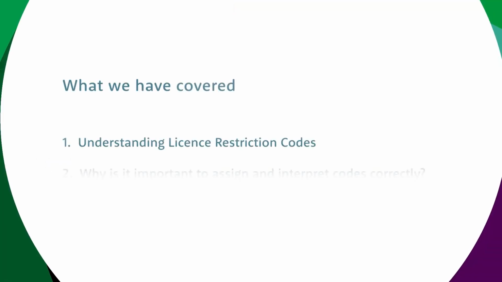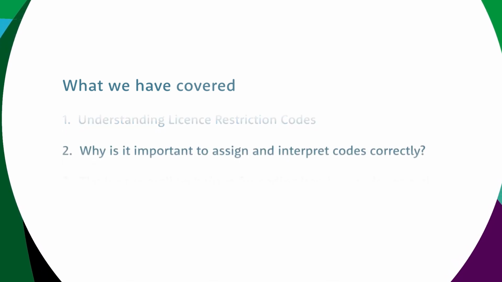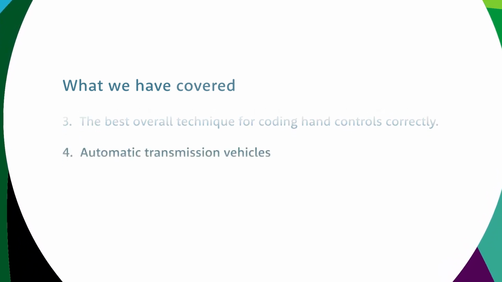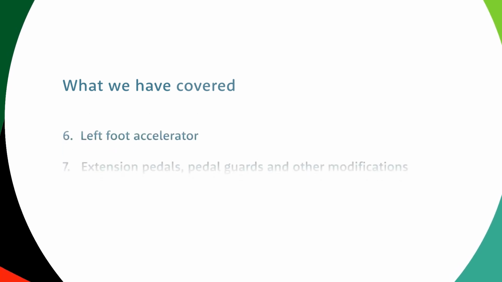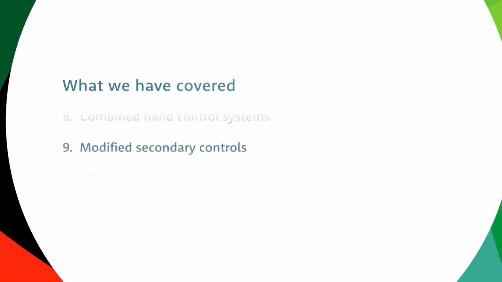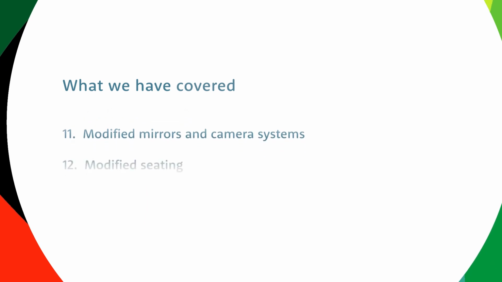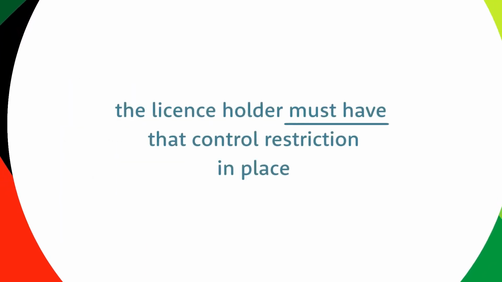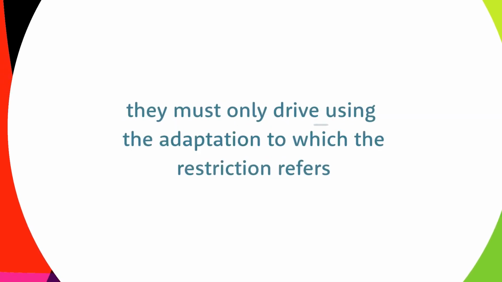So there you are. That's a comprehensive list with guidance on how restriction codes should be applied to a driving licence. In summary, always bear in mind that licence restrictions mean that the licence holder must have that control restriction in place. They must only drive using the adaptation to which the restriction refers. If you're assigning the driving licence restriction codes, take time to think. Must the control be modified? Is the restriction code necessary, and is it correct?